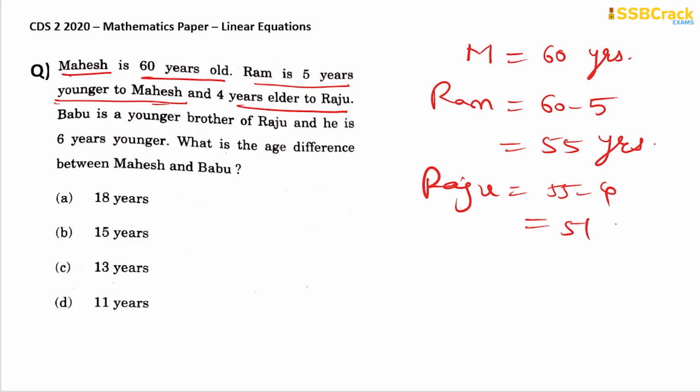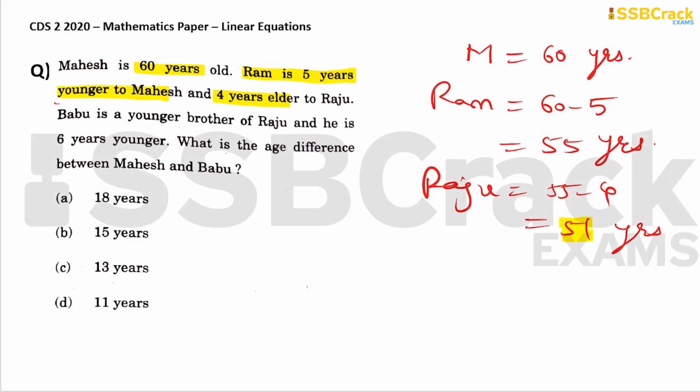Agree to this fact? See, you have to understand the statements properly to set up the equations. See, Mahesh is 60 years old, noted. Ram is 5 years younger than Mahesh, means Mahesh's age 60 means Ram's age is 55. But this Ram is older, or you say elder, than Raju. So Raju is younger than Ram. By how many years? 4 years. So Raju's age we got to be 51. We subtracted 4 years from the age of Ram.